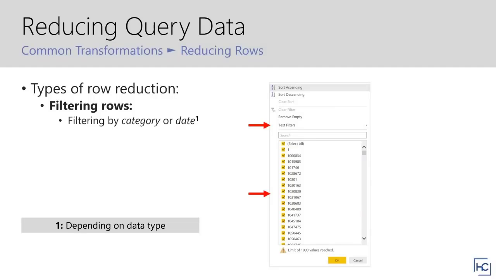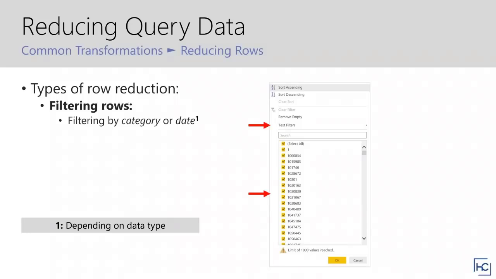But as far as filtering rows, very commonly, the most typical way that you'd filter historically in Excel and now in Power BI and Power Query is by category or date. So selecting the items from a list that you want or don't want, also being able to filter out dates if there are data types. The types of filters that you have is also dependent on the data type.